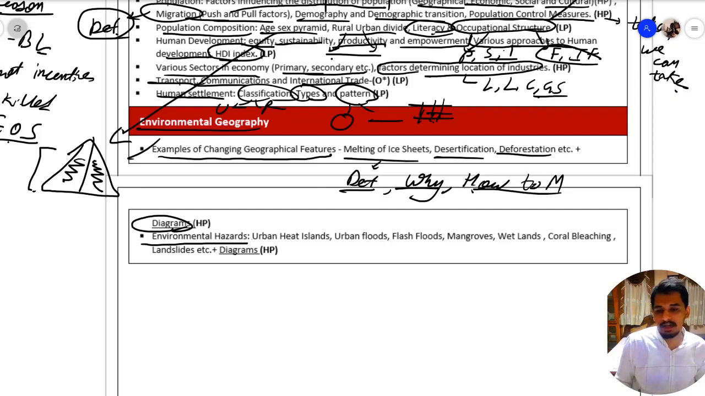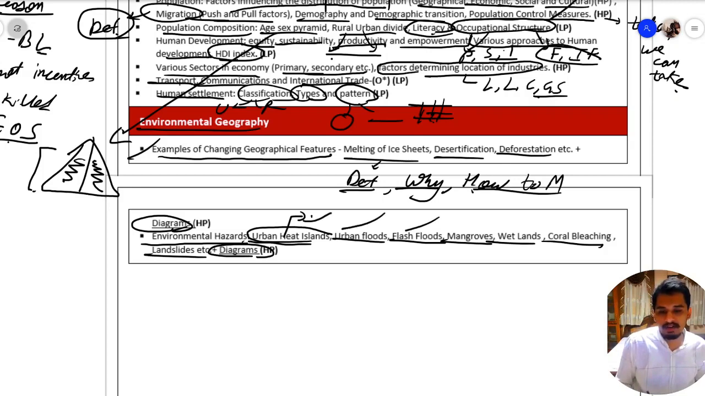In environmental hazards, we have urban heat islands, urban floods, flash floods, mangroves, wetlands, coral bleaching, landslides, etc. So this is now becoming more and more important with respect to geography. You will see that every year in environmental hazards, you are getting a question either from urban heat island, urban flood, flash floods. So for each of these topics, you should know why they occur, what are their features, and what steps can be taken to avoid them or to mitigate them. And you should also know about their diagram.